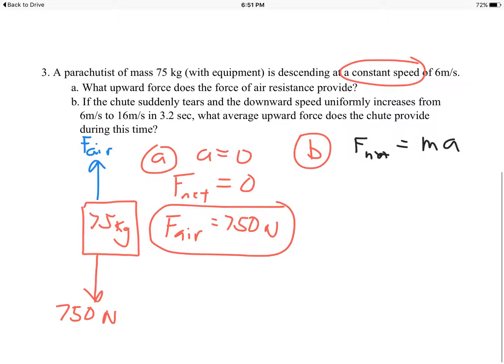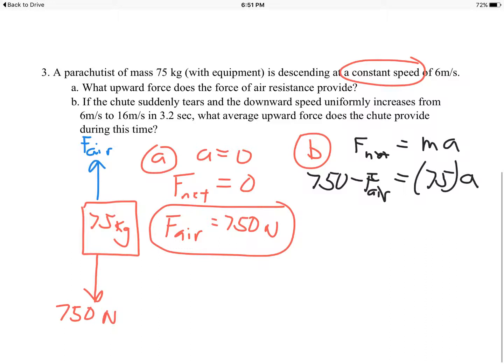Once again, like we learned a couple days ago, the net force is the combination of all the forces. When you have two forces, you take the big force and either add or subtract the second force. If they're in opposite directions, you subtract them like you would do here. The bigger force must be down because you're accelerating down. 750 minus the force of air equals the mass of this parachutist times a.